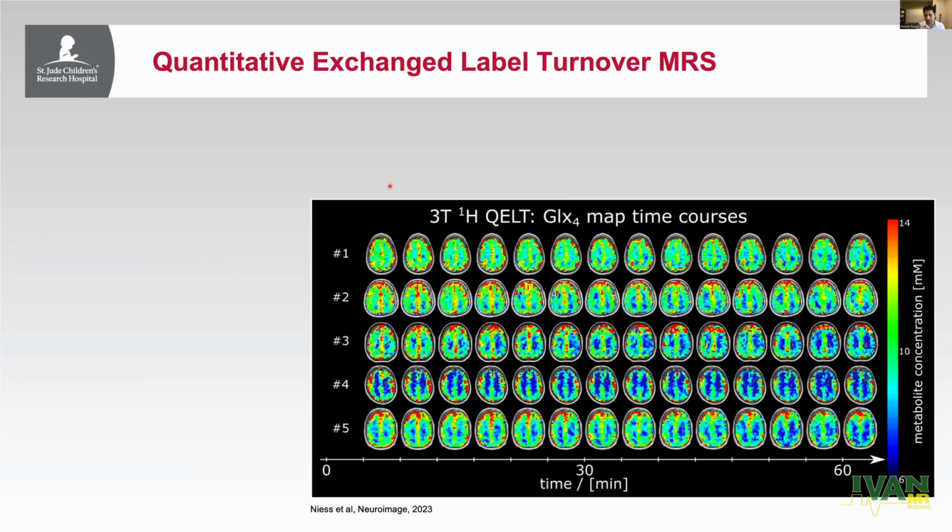And also they went ahead and applied this on a 3 Tesla scanner. So it's basically a clinical scanner where you can actually do this, and you can do a 3D map following your GLX4 over time after drinking glucose. So at time zero you drink glucose and you lie in the scanner for 60 minutes, and you have very nice, decaying GLX4 maps that basically correspond to your neurotransmitter cycling.